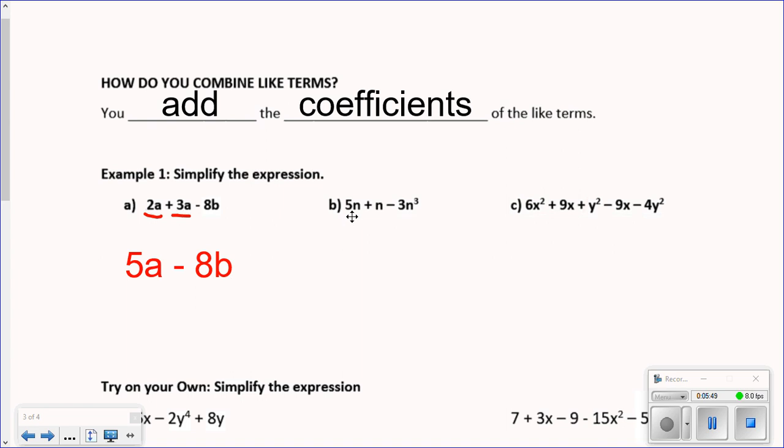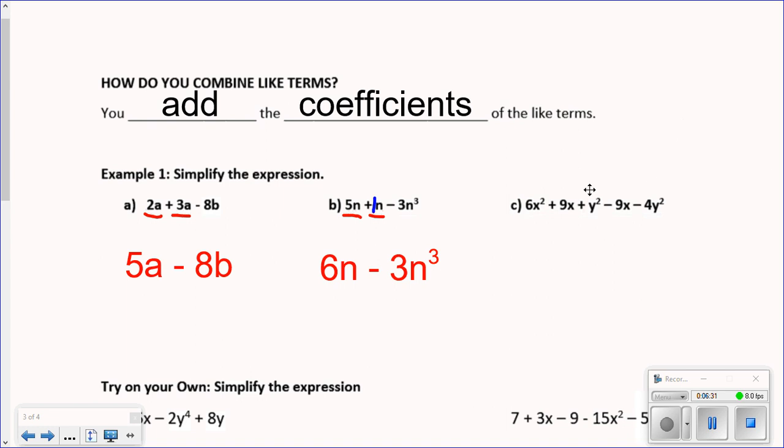B, here we go, we've got 5n plus n minus 3n cubed. Now this single n looks like it doesn't have a number in front of it, but it actually does. Whenever it doesn't have a number, you can automatically put a 1 in front of it. So it has a coefficient of 1. So we're going to combine like terms, meaning 5n and 1n are like terms, so we combine the 5 plus the 1 to get 6n. The negative 3n cubed can't be combined, even though it has an n, it doesn't have the same exponent. So we get 6n minus 3n cubed, and we leave it like that.